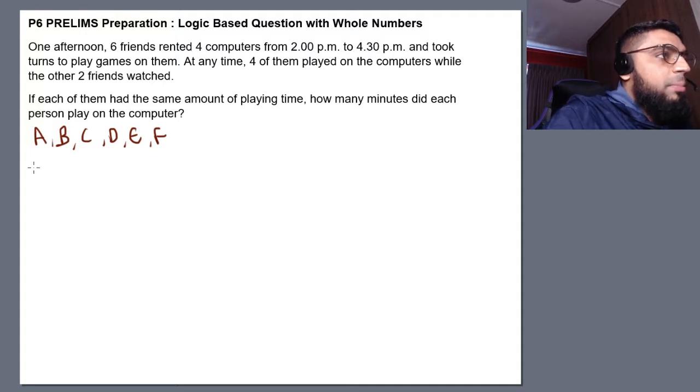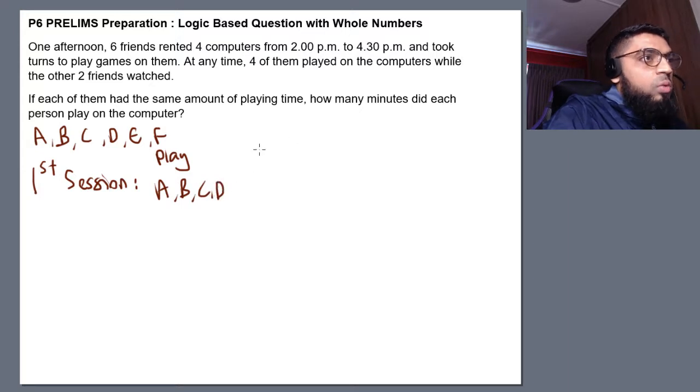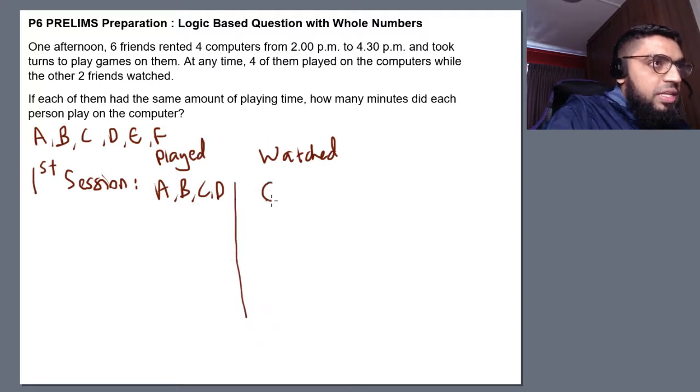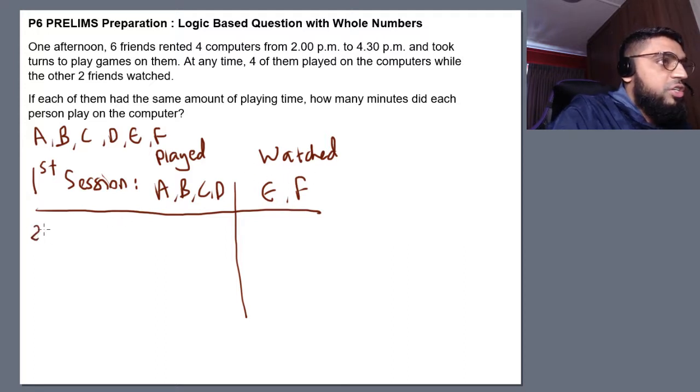Let's say, for example, we have to come up with some imagination. In the first session, the ones who play are the first 4 friends, A, B, C, and D, and the ones who watched or had to wait were E and F. Upon completion of that first session, these 2 want to play next. So in the second session, another 2 people will do the watching instead.